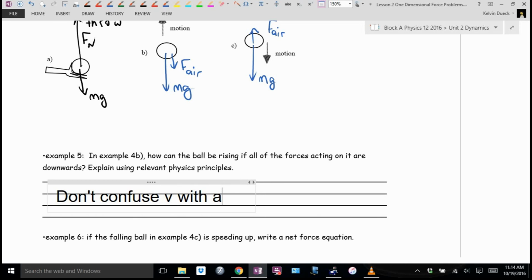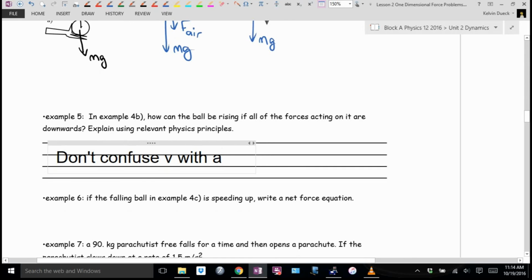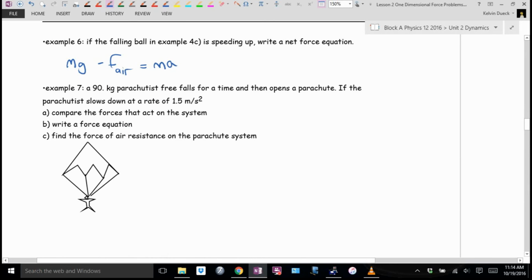Example 6 says, if the ball in 4c is speeding up, accelerating downwards, write a net force equation. Who's winning? Who's losing? And that would equal ma. And if I knew some of those numbers, I could calculate something. In fact, let's look at a parachutist. I've jumped out of an airplane.